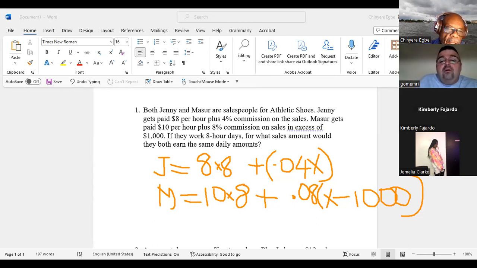And the way J can be equal to M is if 8 times 8 is 64, so 64 plus 0.04x is equal to 80 plus 0.08 times x minus 1,000. That is how they're going to be equal. J equal to M means that the equation on the top must be equal to the equation at the bottom.